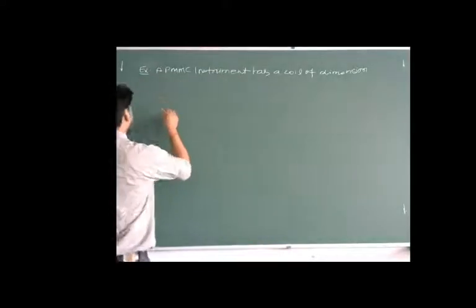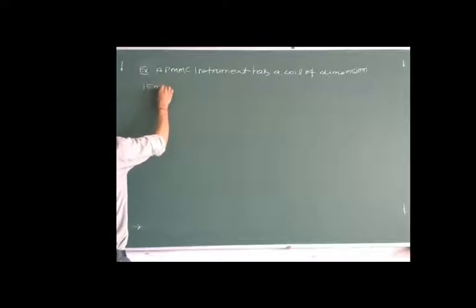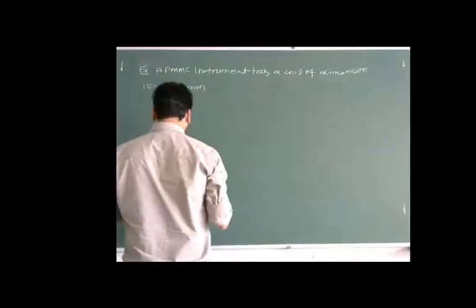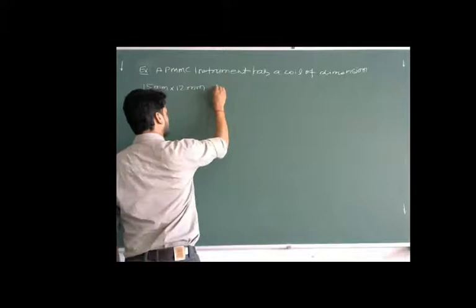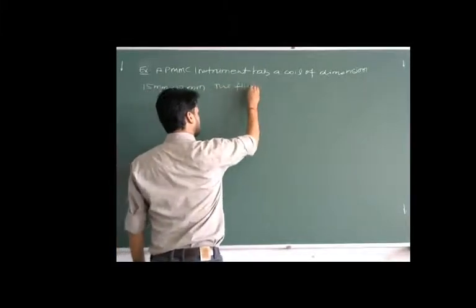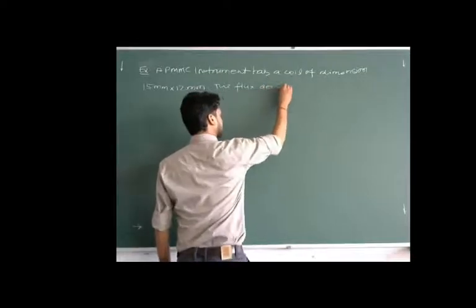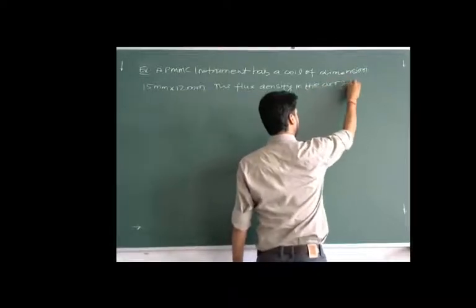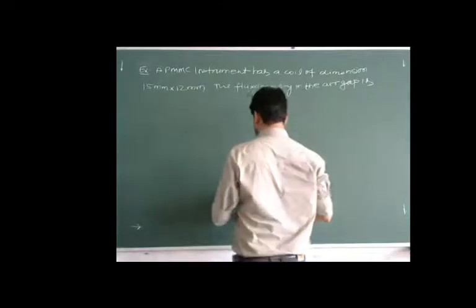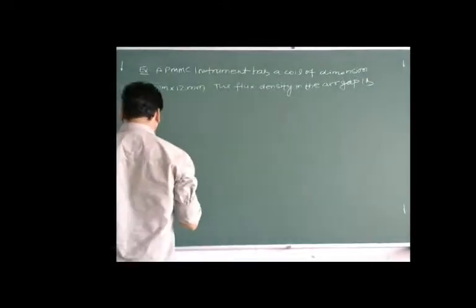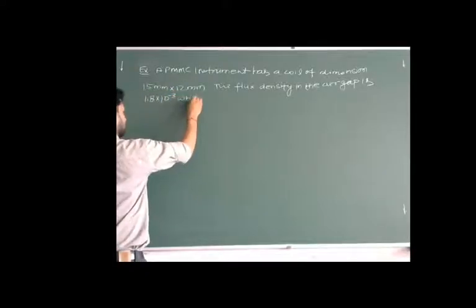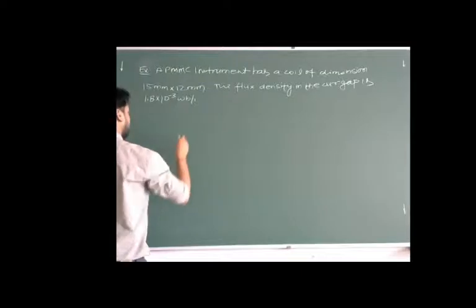dimension 15 mm into 12 mm. The flux density in the air gap is 1.8 into 10 power minus 3 Weber per meter square.